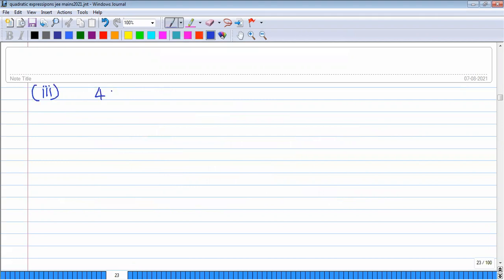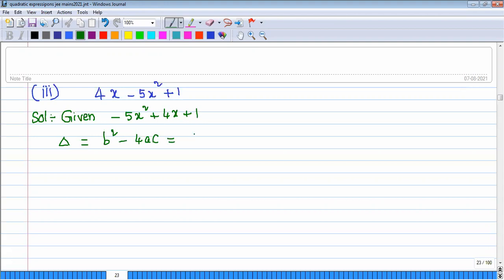Four x minus 5x square plus 1. Okay. Here, for our convenience, I will write minus 5x square plus 4x plus 1, because we need to put it in the form of ax square plus bx plus c. Delta is b square minus 4ac.